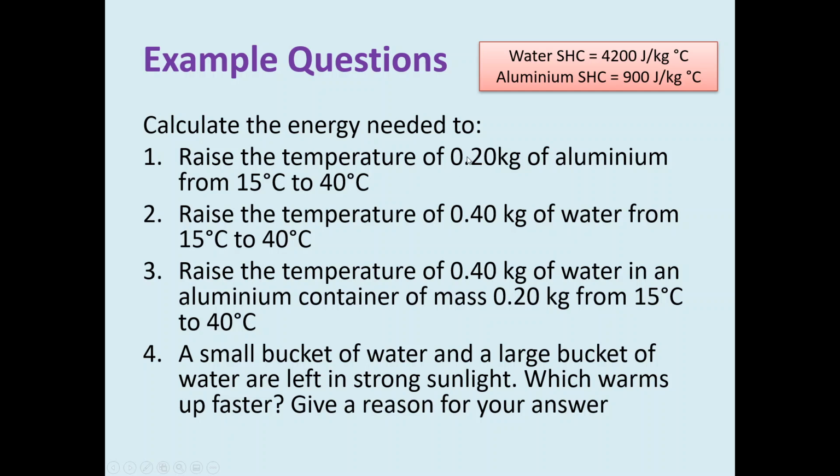Okay, so for question 1, 0.2 times 900 times 25, your answer should be 4,500 joules. For question 2, it'll be 0.4 times 4,200 times 25, and your answer is 42,000 joules. For question 3, your answer should be 46,500 joules. You add the 2 together, so 46,500 is your answer for that one.